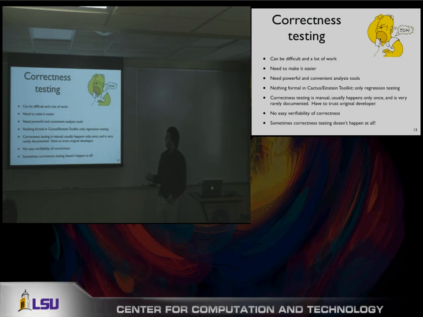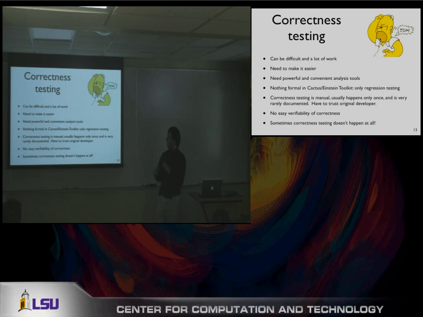We don't have anything. The code that we use is based on the Einstein Toolkit, and we don't have any formal correctness testing in the Einstein Toolkit. We only have regression testing. So we know that if somebody makes a change to the code, we know whether the results are the same as they were before, but we don't know if they're correct or not. The correctness testing is manual. It usually happens only once, and it is rarely documented.